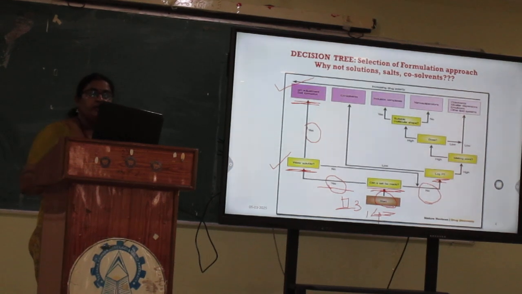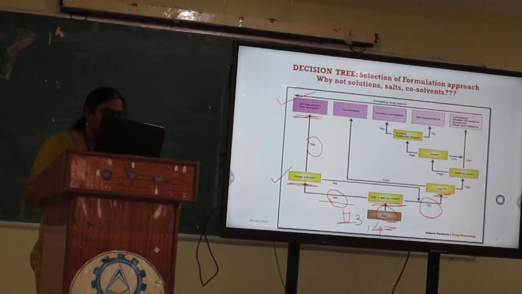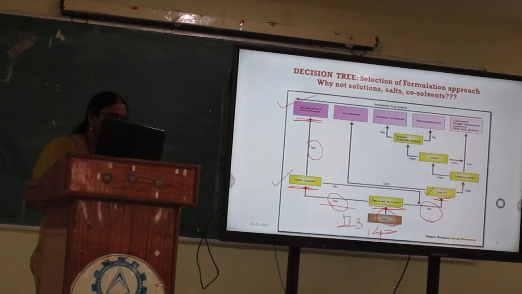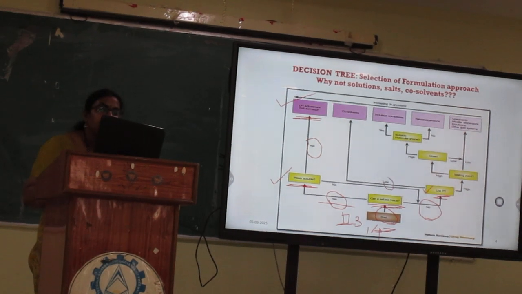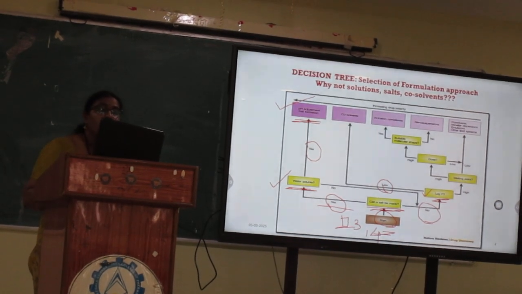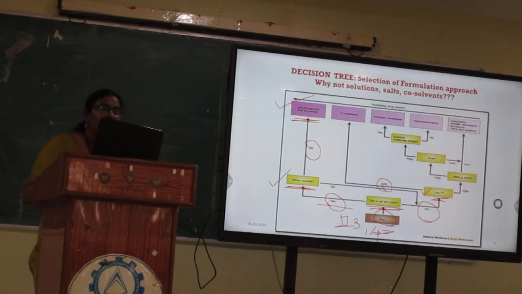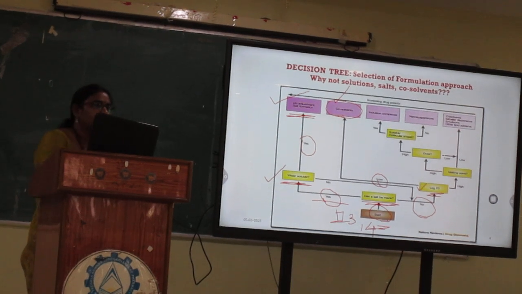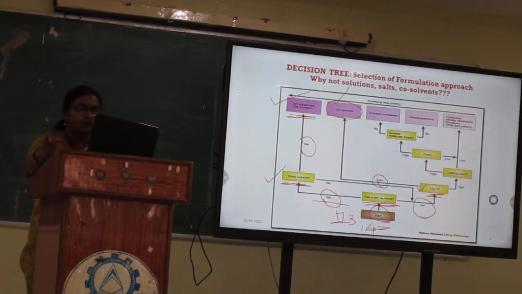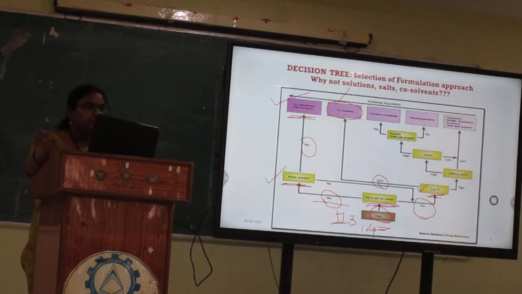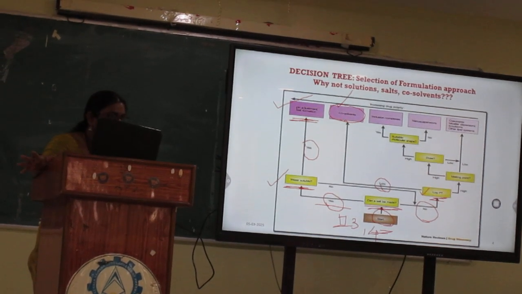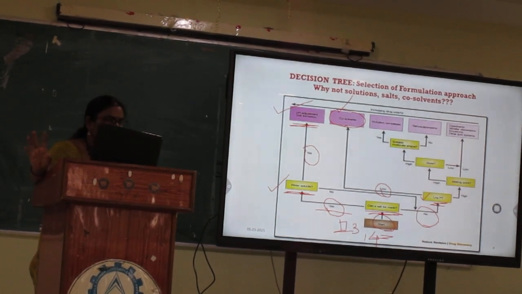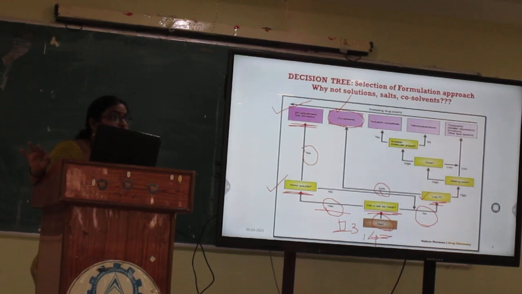So here, you cannot become a salt. I cannot become a salt. The next important property I am looking for is log P. So if the log P is less than 3, I wrote here low. If the log P is less than 3, what is the approach you have to use? Co-solvents. Again I repeat. What is the log P? Less than 3. So the simple approach for that particular drug molecule is prepare co-solvent. Prepare a formulation approach by co-solvency.